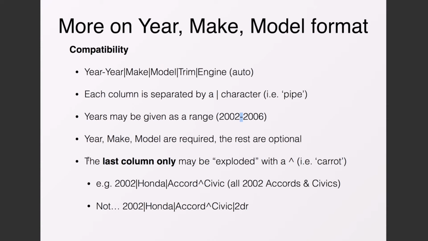And the last column may be exploded with a caret character. So in this case, you'll see here, this is for all 2002 Honda Accords and Civics. And then we're going to take all the different trim and engine types of those and explode that out. However, it's important that it can only be the last column. So you can't say all two-door Honda Accord and Civics because this is no longer the last column. You could put two-door, caret, four-door. That would work. But you can't have a caret in this third column.